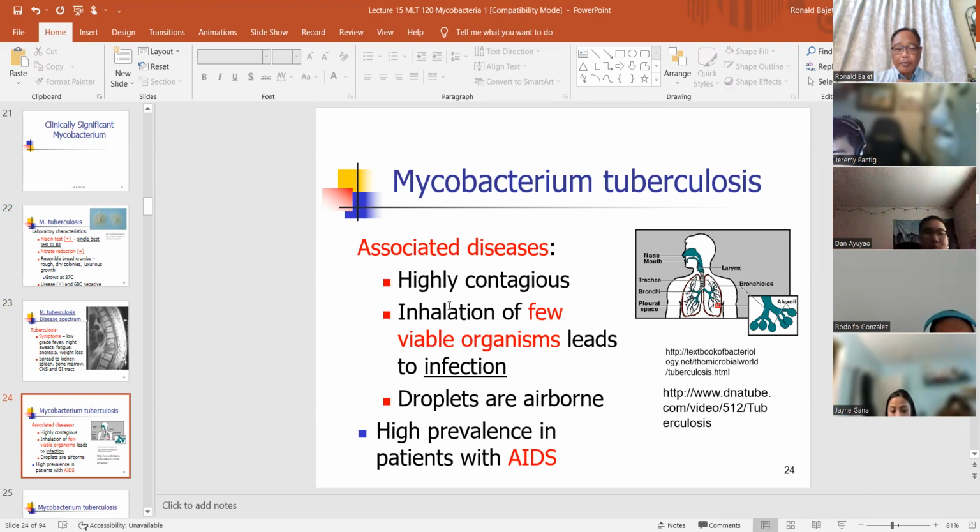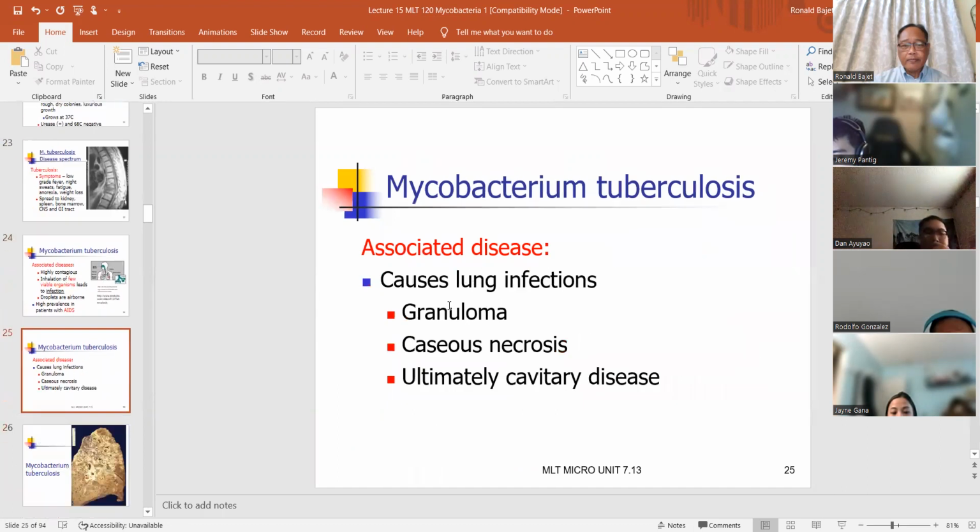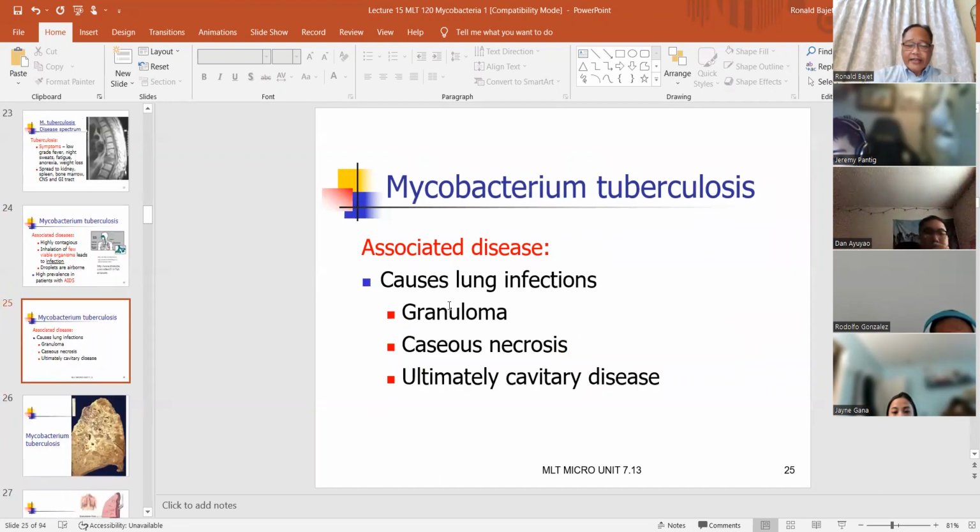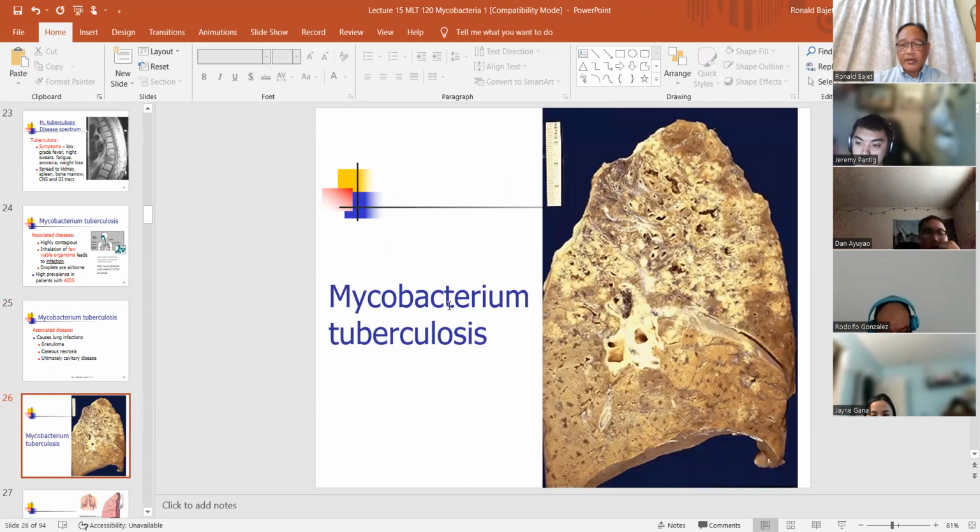Mycobacterium tuberculosis has a high prevalence in patients with AIDS. Okay, very opportunistic, very contagious. Associated diseases: it causes lung infections. This is a respiratory infection, granuloma, caseous necrosis. Caseous means cheese-like. It actually turns your lung tissue into a cheese-like consistency, and that's what caseous necrosis is. Ultimately, cavitary disease. All right, and that's a lung that's infected with MTB.